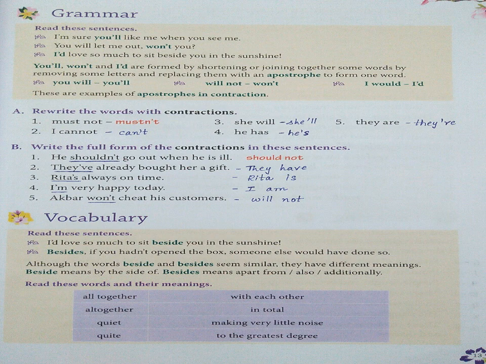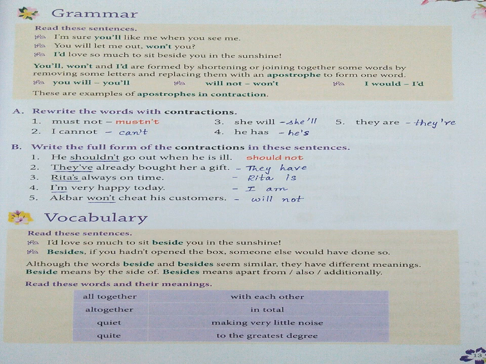This is contraction. Second one, I cannot. It's changed to I can't. So C-A-N apostrophe T. N and O are the letters replaced with an apostrophe here. She will, she'll. W-I is replaced with an apostrophe here. He has, he's. H-A is replaced with an apostrophe. They are, they're. A is replaced with an apostrophe. Did you understand, children, how to make the words into contracted form? You have to replace a few letters with an apostrophe.